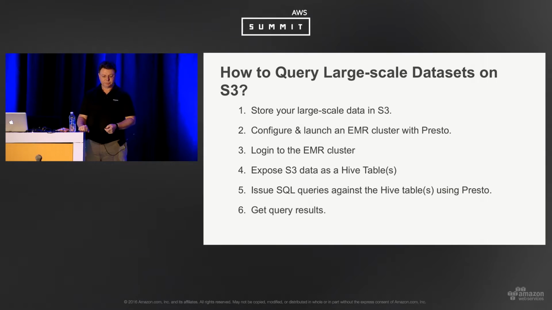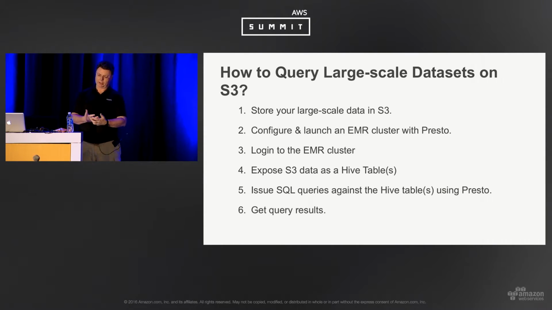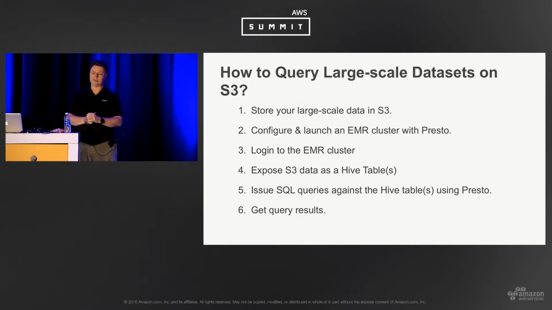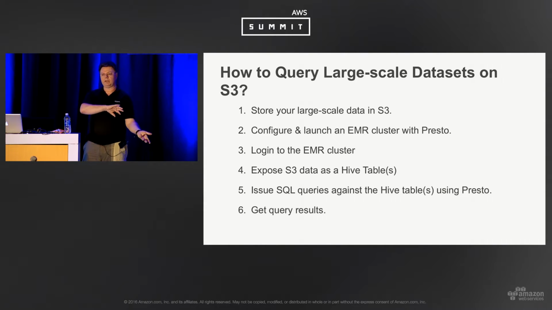You log into the cluster, and then you tell Hive, the Hive metastore, about the data that already lives on S3. You expose that data as tables. Once that's done, you can issue SQL queries using Presto against that data. Okay? So you're declaring or exposing the existing data in S3. You're not having to transform it or copy it or anything like that. It's simply a declaration step. So you issue the SQL queries and you get your results.